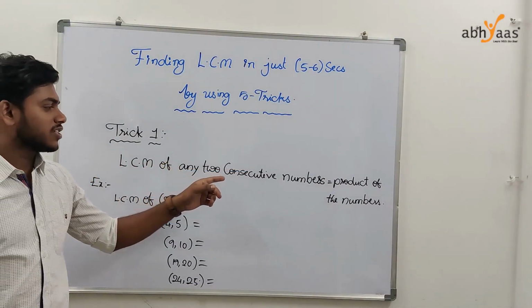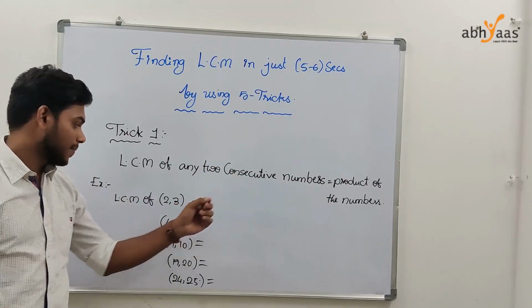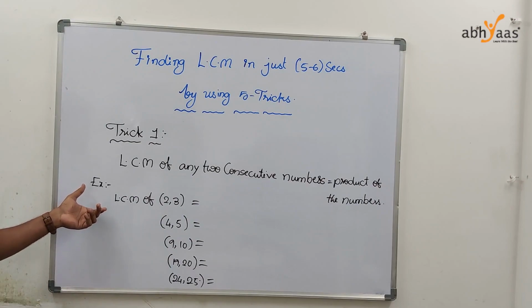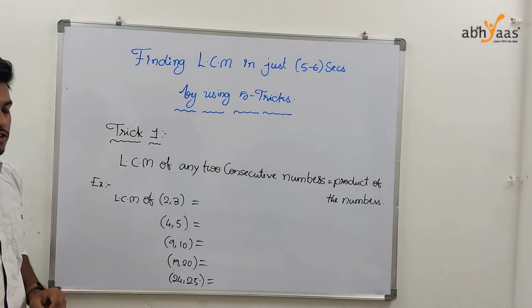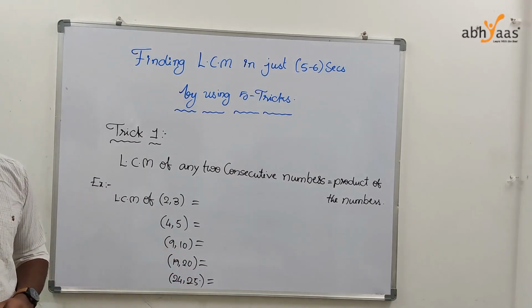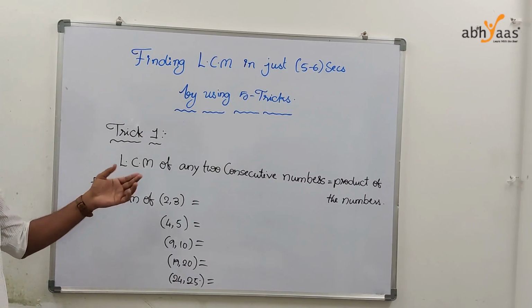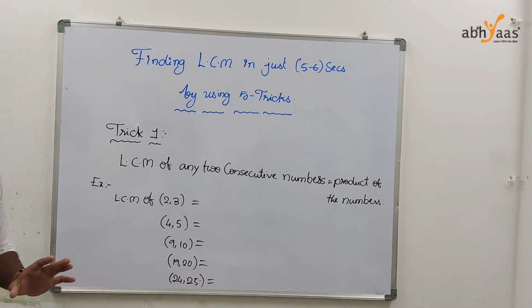LCM of any 2 consecutive numbers is equal to the product of the numbers. If you look at the examples, 2 and 3 are consecutive numbers, 4 and 5 are consecutive numbers, 9, 10, 19, 20, 24, 25. These all are consecutive numbers. So as we discussed, LCM of any 2 consecutive numbers is nothing but their product.